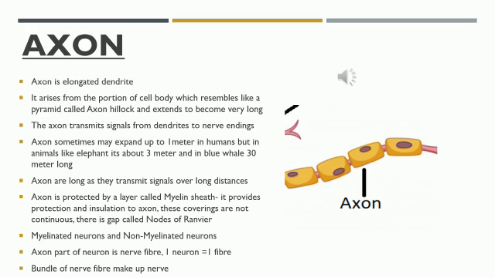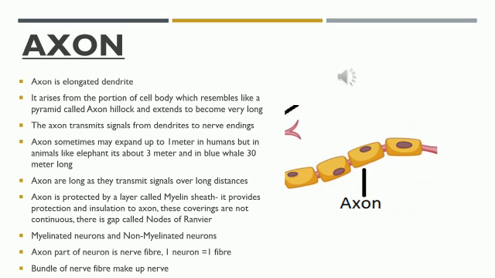Okay, and these coverings are not continuous. There is a gap, and this gap is said to be the nodes of Ranvier. Here you can see in the axon picture there is a gap in between each, and this gap is said to be the nodes of Ranvier.